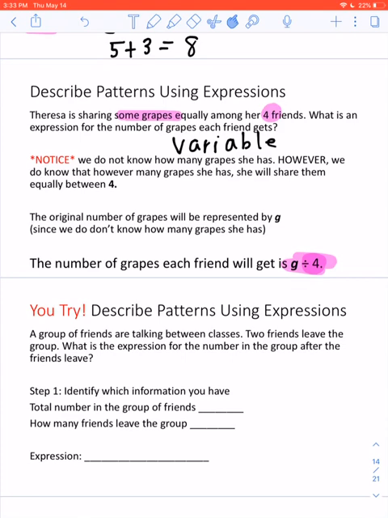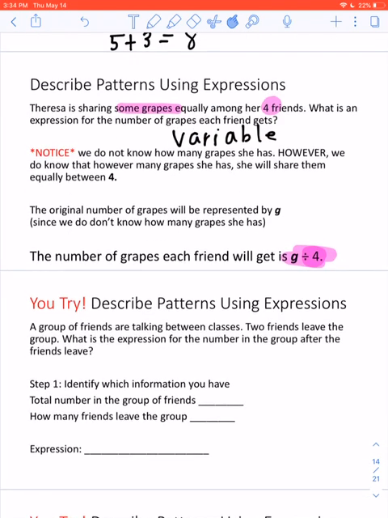Okay? Couple of you tries below. See how you do. Give it a try and then come back. I've kind of helped you try and break it down a little bit here to figure out the answer. All right, a group of friends are talking between classes. 2 friends leave the group. A group of friends. Well, a group doesn't tell me how many.